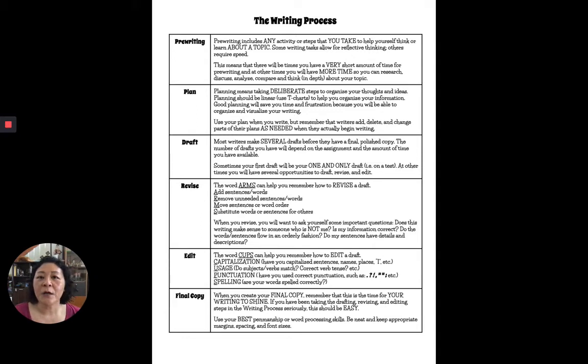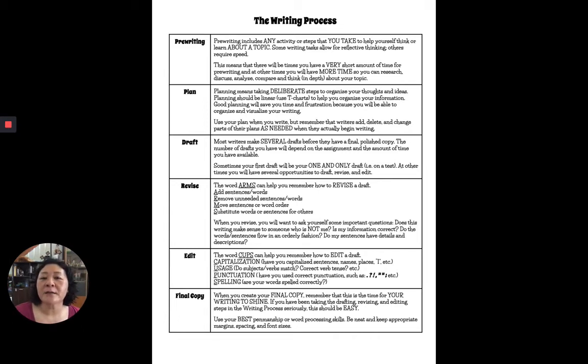Following this process will hopefully help you get a better grade on your writing, because you'll really know what's in there, and there's an actual step to follow. So the first step is pre-writing.